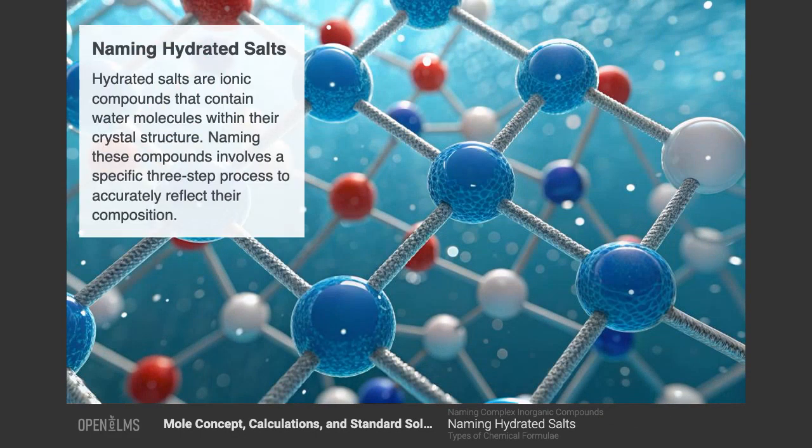Naming hydrated salts. Hydrated salts are ionic compounds that contain water molecules within their crystal structure. Naming these compounds involves a specific three-step process to accurately reflect their composition.